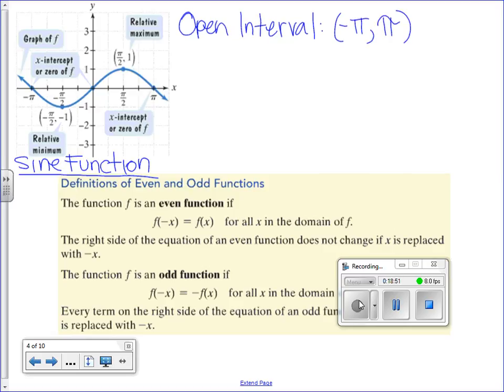So when we do these graphs, our x-axis will be labeled in radians. If you don't know what radians are, they're another way to measure angles. But we will get to learn how to convert from degrees to radians and radians to degrees before we look into that.